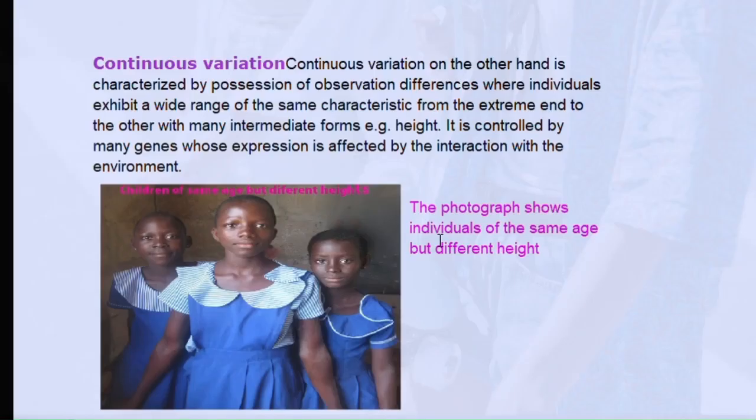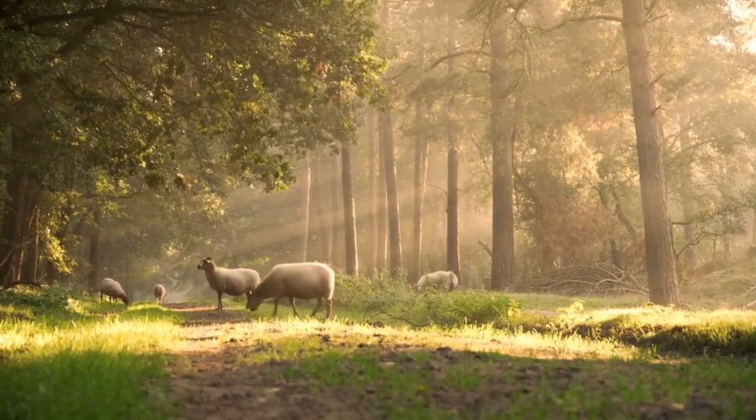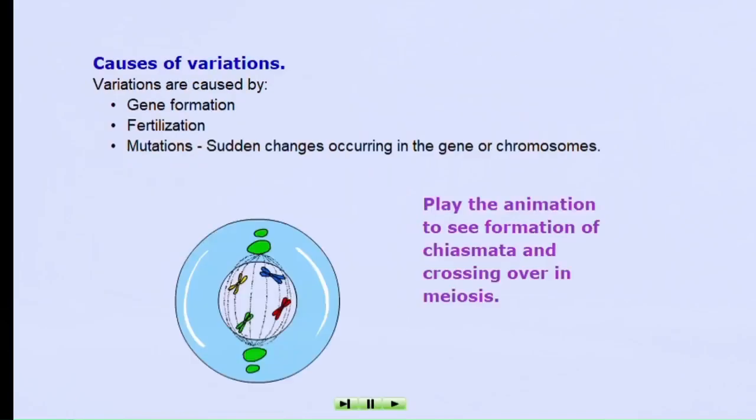The photograph shows individuals of the same age but different height. Causes of variations. Variations are caused by gene recombination, fertilization, and mutations, which are sudden changes occurring in the gene or chromosomes. Play the animation to see formation of chiasma and crossing over.